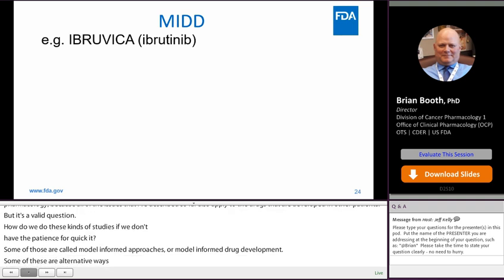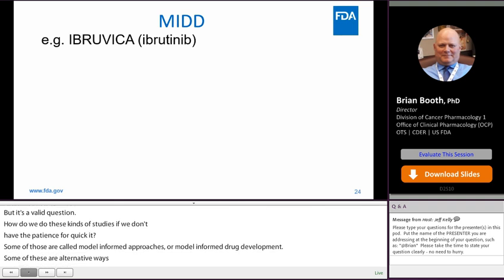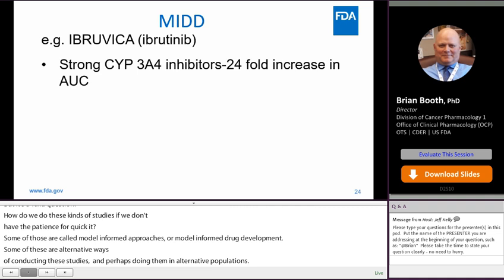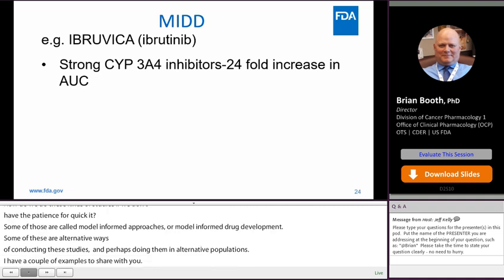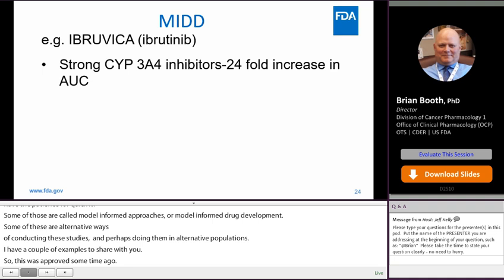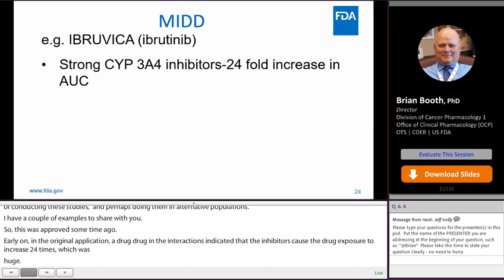So ibrutinib was approved for a number of lymphomas some time ago. And early on in the original application, a drug-drug interaction study indicated that strong CYP3A4 inhibitors cause the drug exposure to increase 24 times. That was huge, right? But then we thought about moderate inhibitors, which had not been studied. And the question was, even if they cause somewhere between a 5 or 10-fold increase in exposure, that's also very serious. And the question was, do we need to go and do an in vivo study to assess this?